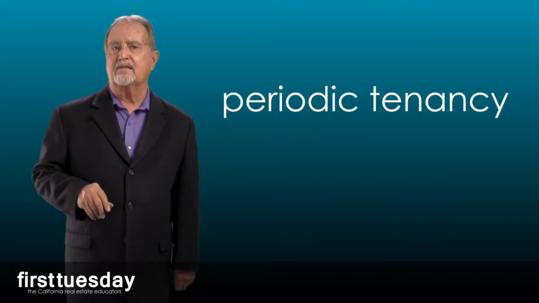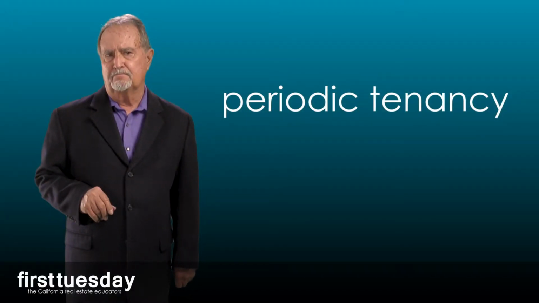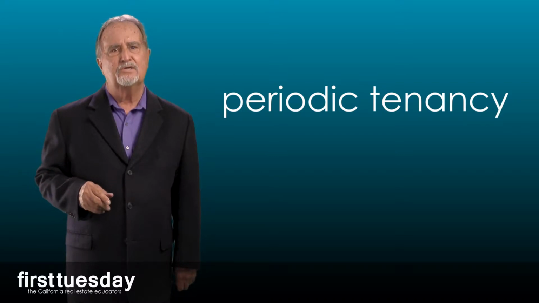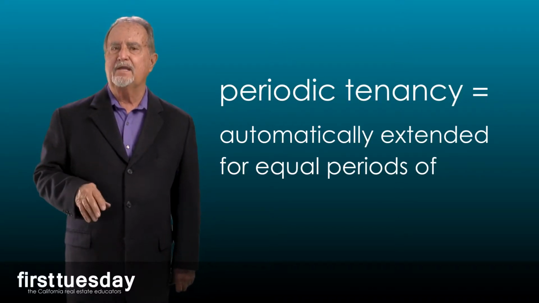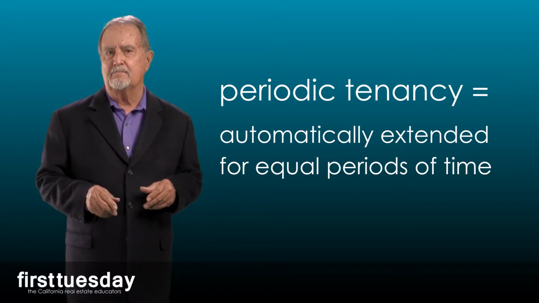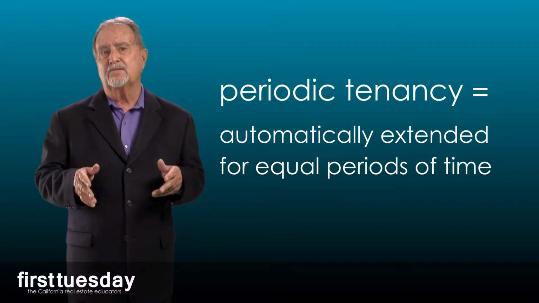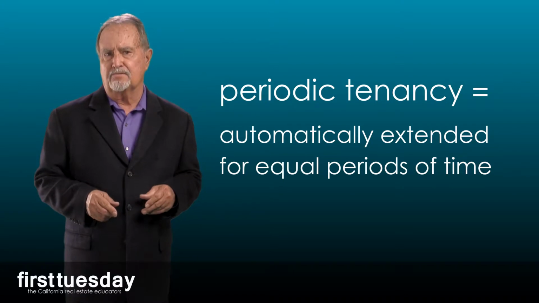A landlord and tenant may prefer a less restrictive and more flexible occupancy structure than provided under a fixed-term tenancy. In this instance, a periodic tenancy may be more suitable. After it is entered into, a periodic tenancy is automatically extended for equal successive periods of time, such as a week or a month, until terminated by notice.